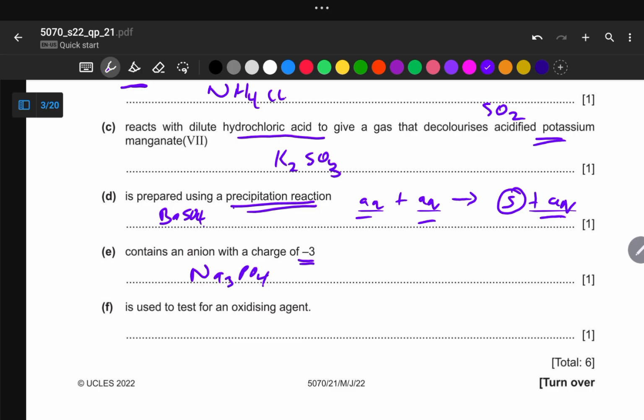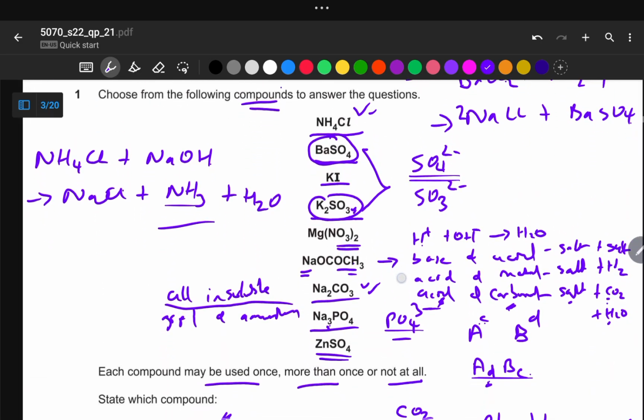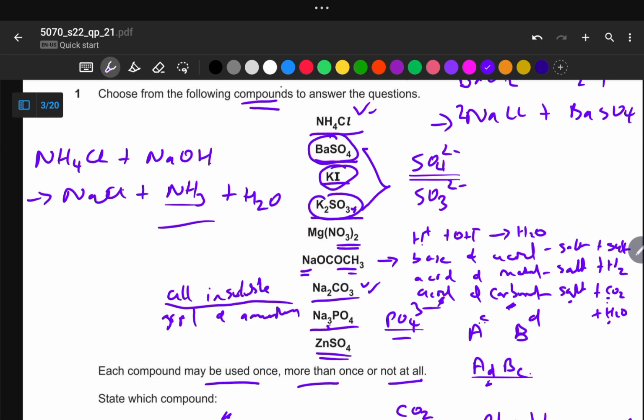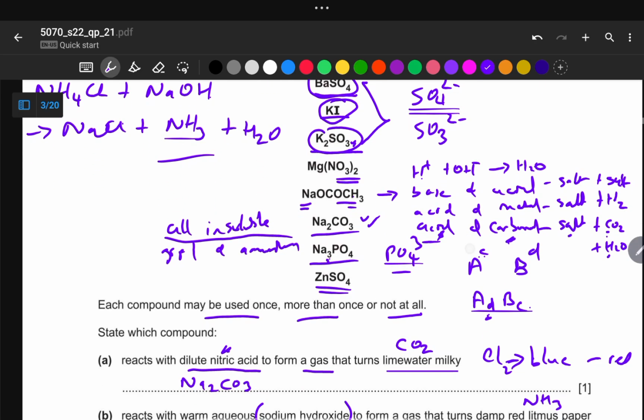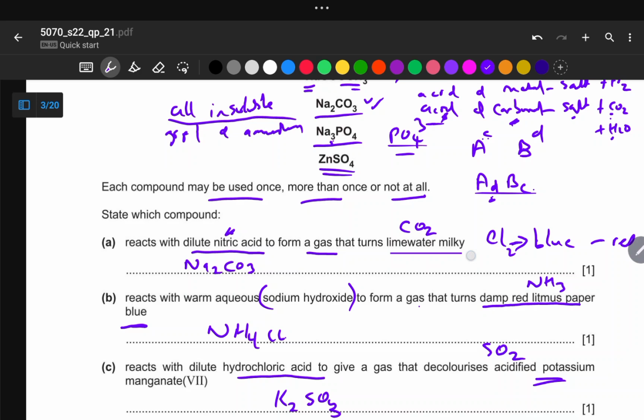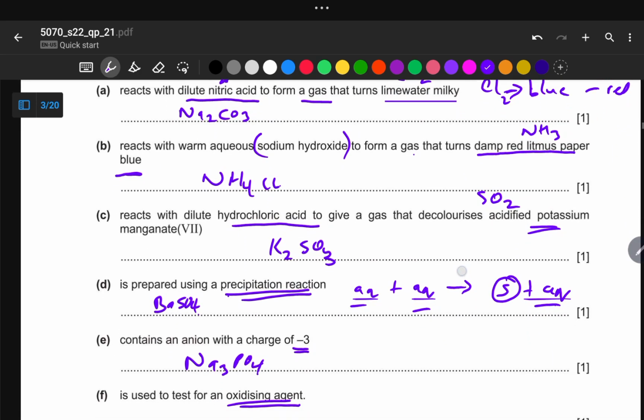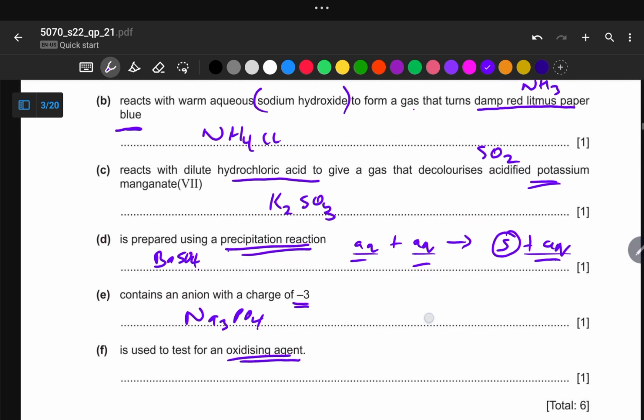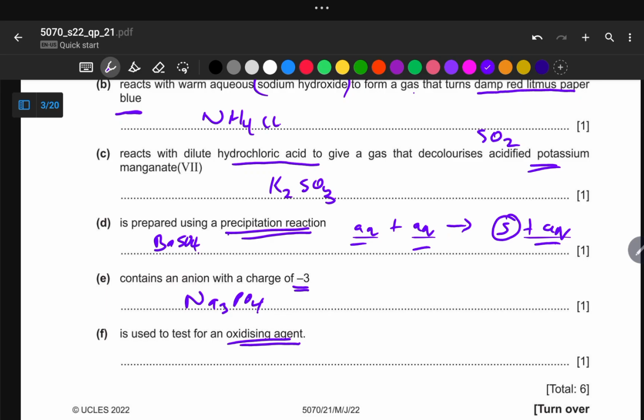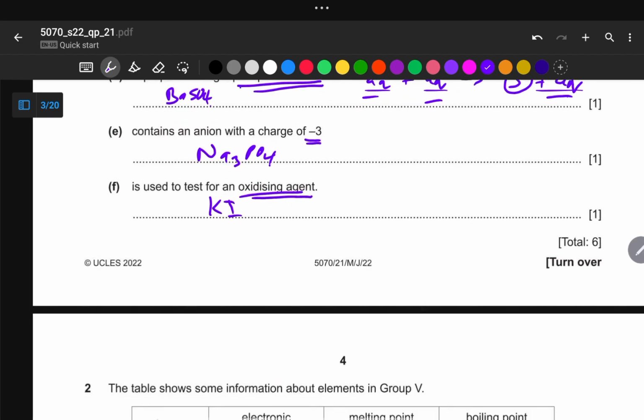And then the compound which is used to test for an oxidizing agent. From the list, we are going to have potassium iodide, which can be used to test for the presence of oxidizing agents such as the halogens. We can also use this in the test for starch, where we are going to observe a blue-black color. So we are going to use potassium iodide, and we can now proceed to the next equation.